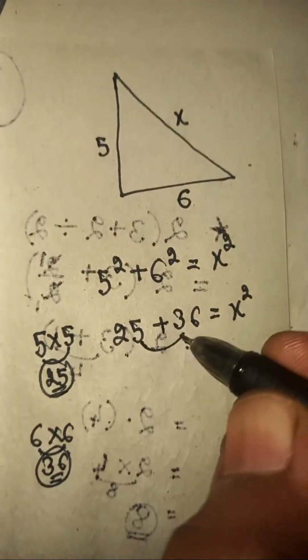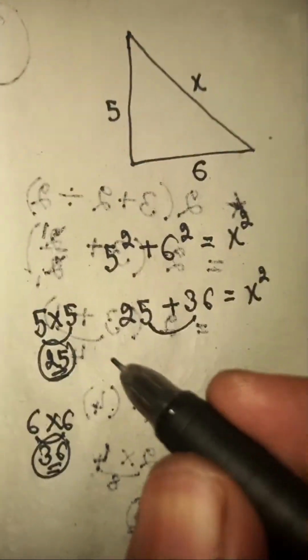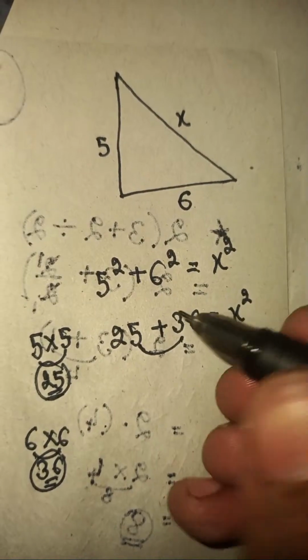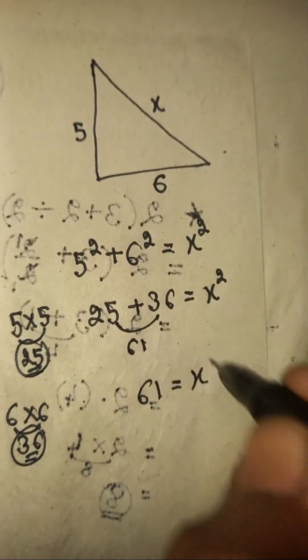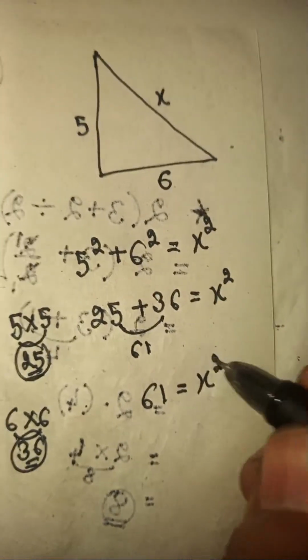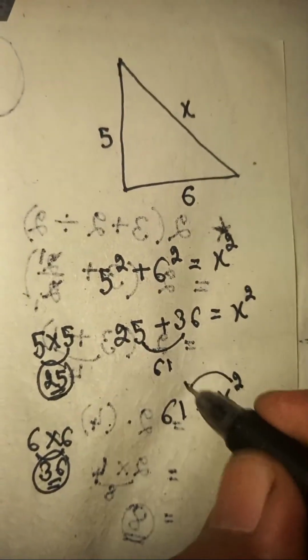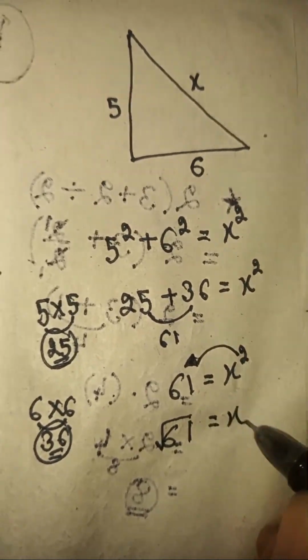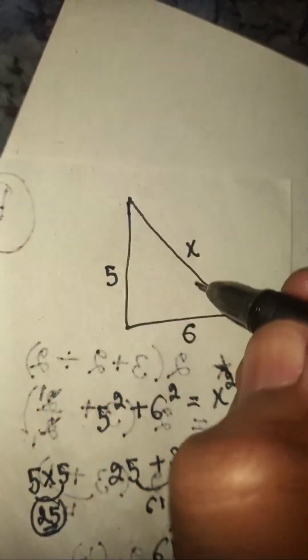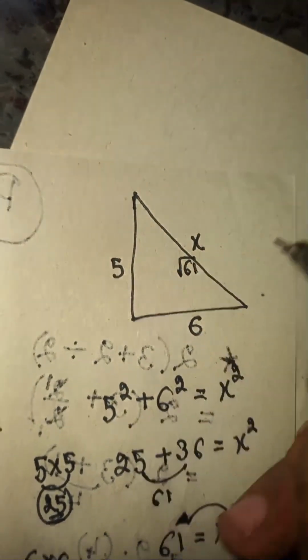25 plus 36 means 25 plus 30 is 55. 55 plus 6, which is 61. So 61 equal to x square. This square goes that side, going to become root. So it is root of 61 equal to x. This side length is root of 61. Let's take one more problem.